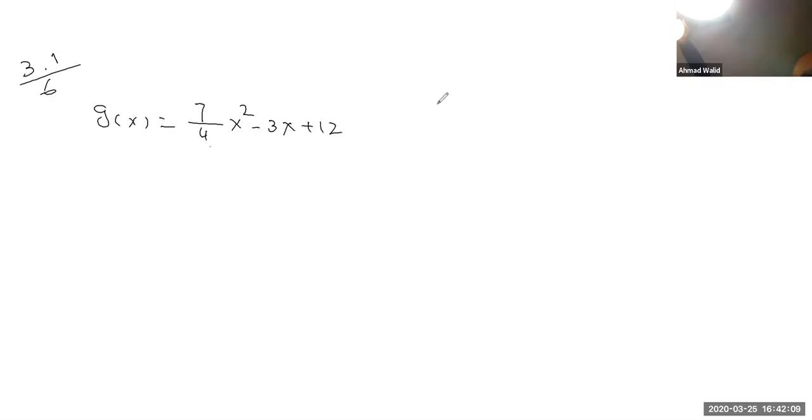They are asking you in this problem to find g prime x, the first derivative of this function. Now, g prime x equals d dx of 7 over 4 x squared minus 3x plus 12.